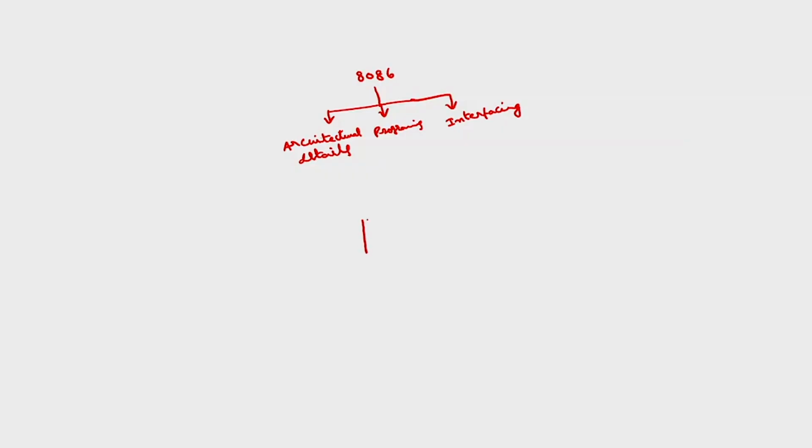So, the first interfacing is, as I have told, the microcomputer will be having a microprocessor, then I/O, memory. This is the block diagram of a microcomputer. So, in that the microprocessor will act as CPU, and then memory and I/O. So, how to connect the memory and I/O to the microprocessor?